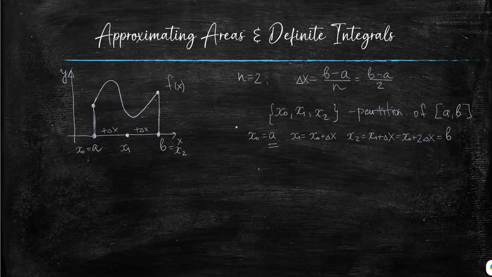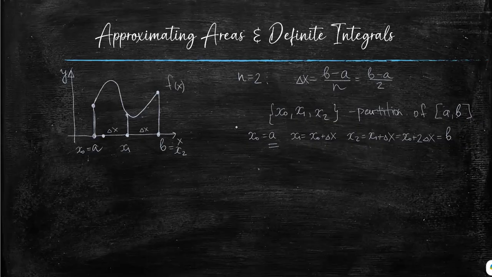What we need to do next is decide which method we're going to use to create those rectangles. We can use left endpoint approximation, right endpoint approximation, or midpoint approximation. But in general, we're going to have to pick one way or another some representative in each of the intervals.